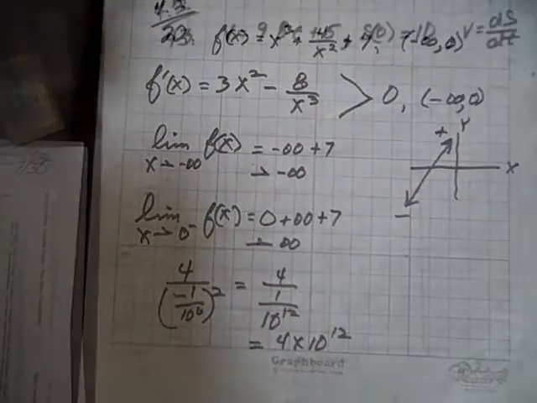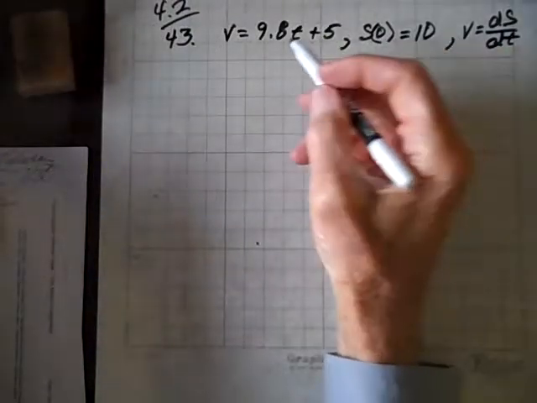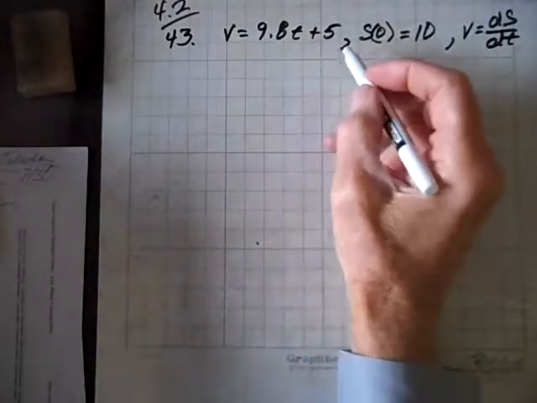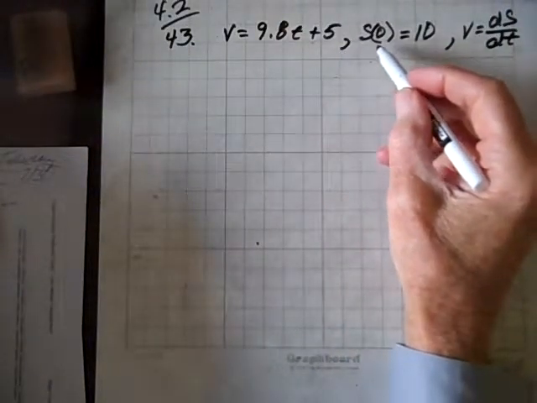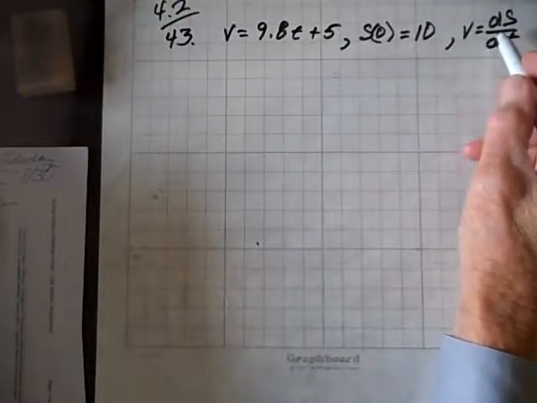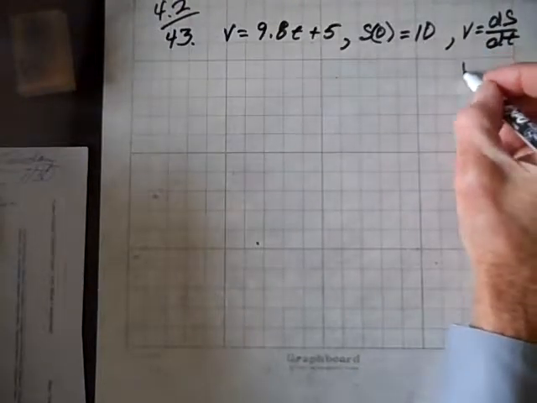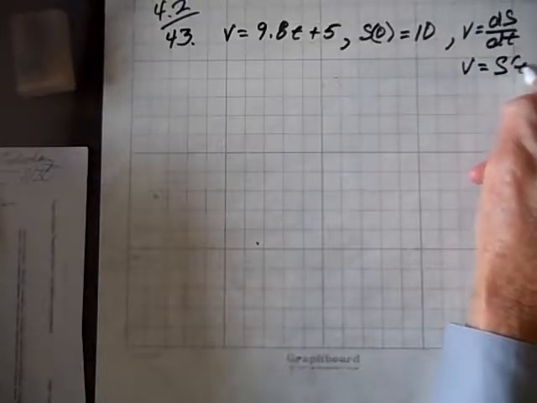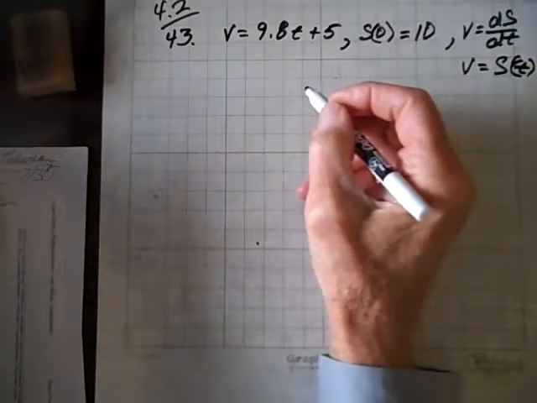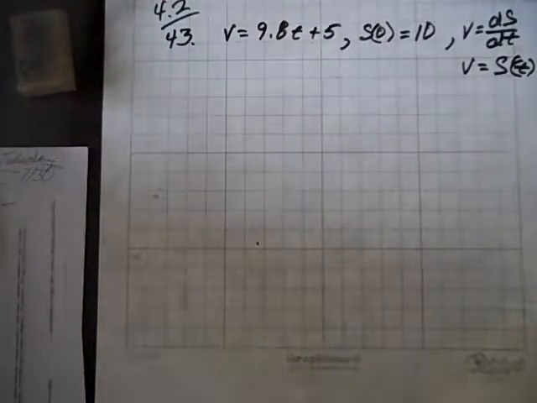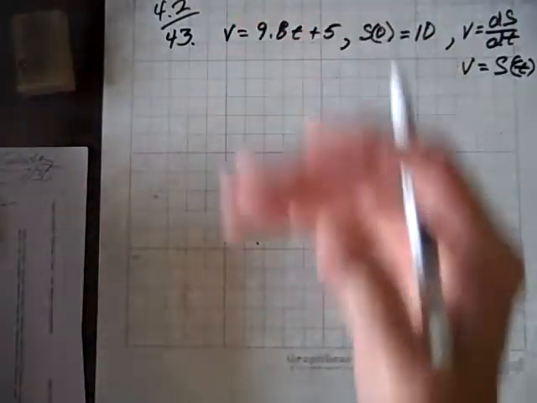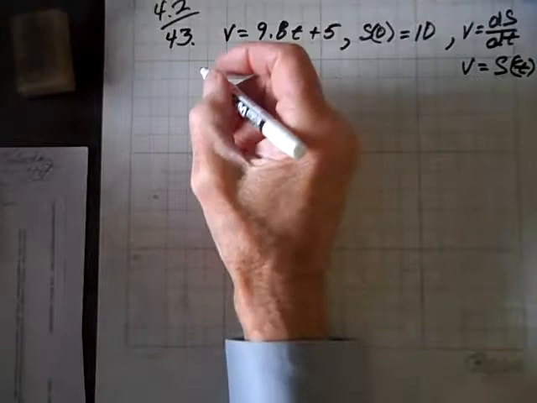Now we're doing question 43, and we're given the velocity is 9.8t plus 5. S of 0 is the distance, and that equals 10, and v equals ds/dt, or v equals s prime of t. Now if you go to Corollary 2 on page 233, that's what we're using to build this, so please refer to that.